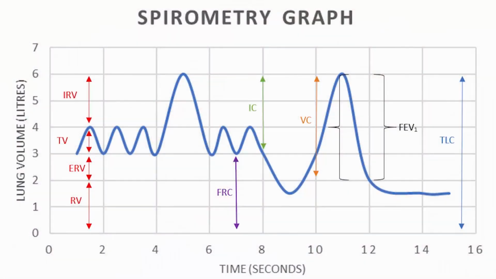In summary, here is a spirometry graph displaying the different types of lung volumes. You have tidal volume, inspiratory reserve volume, expiratory reserve volume, the residual volume, functional residual capacity, inspiratory capacity, vital capacity, FEV1 or forced expiratory volume in 1 second, and total lung capacity.